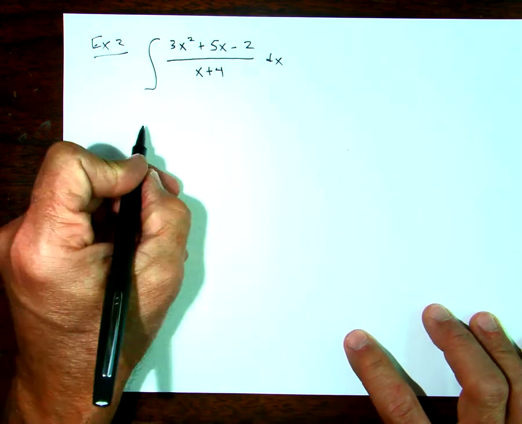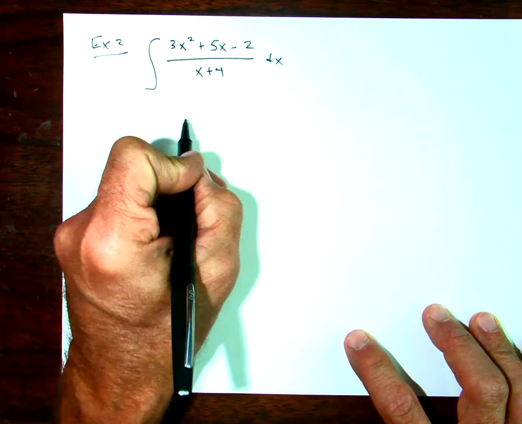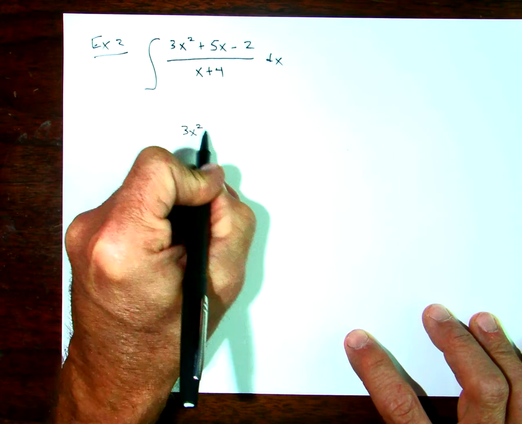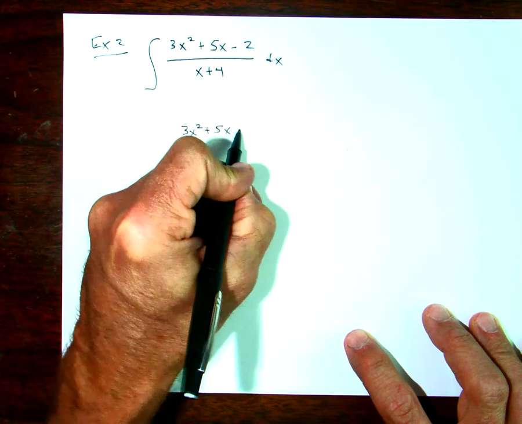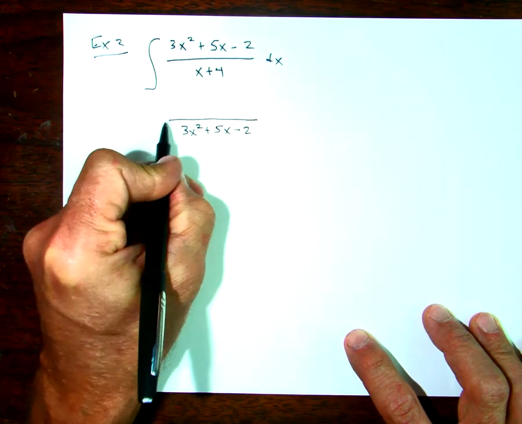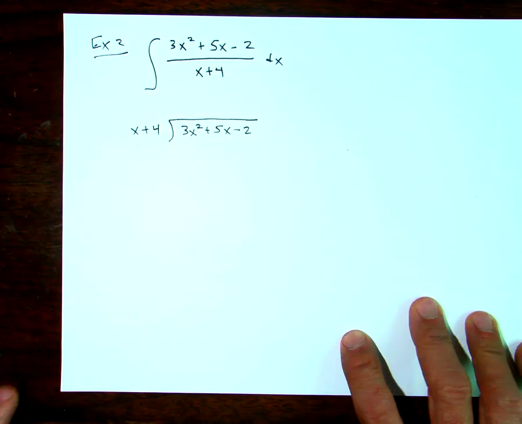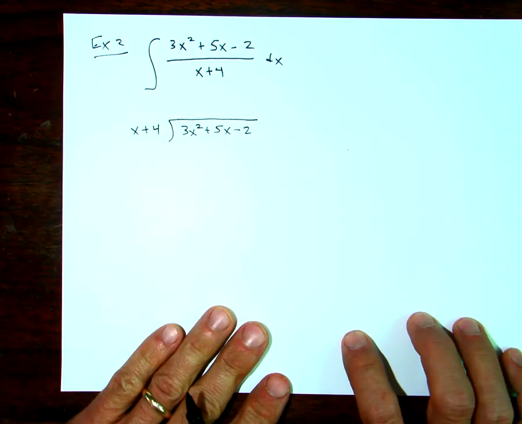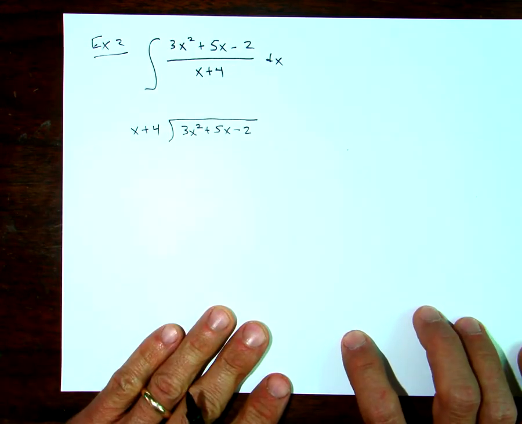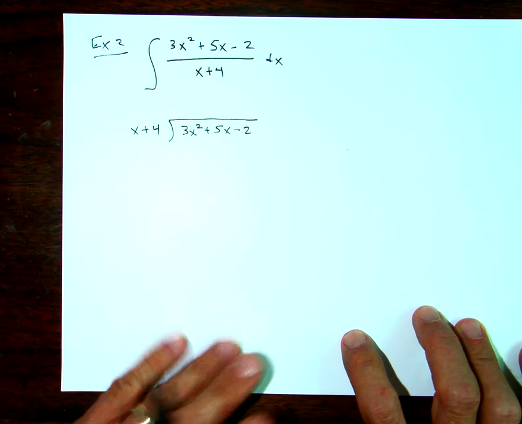In other words, I'm going to take this 3x squared plus 5x minus 2, and I'm going to divide it by x plus 4. Right? So this combines everybody's favorite things, long division and polynomials. But it's really not that hard. It's the same idea, right?